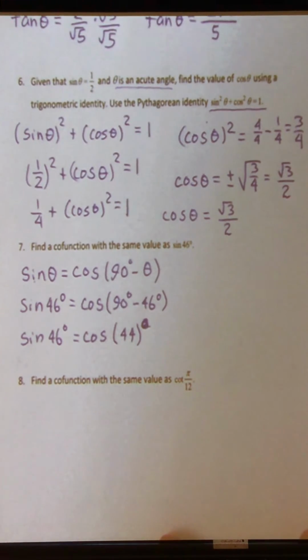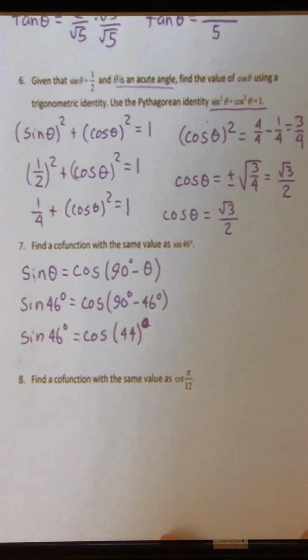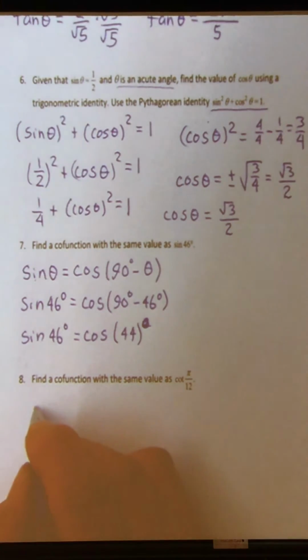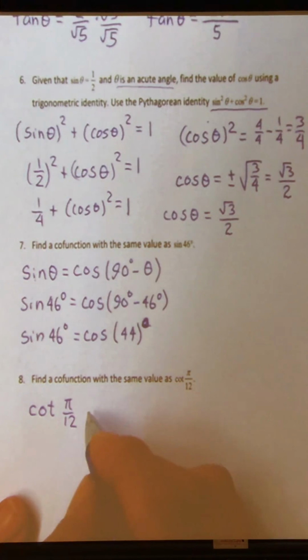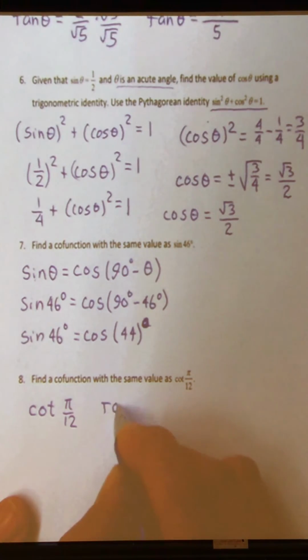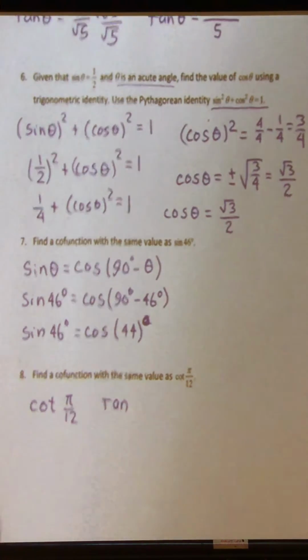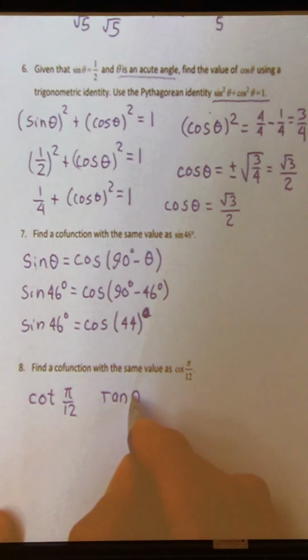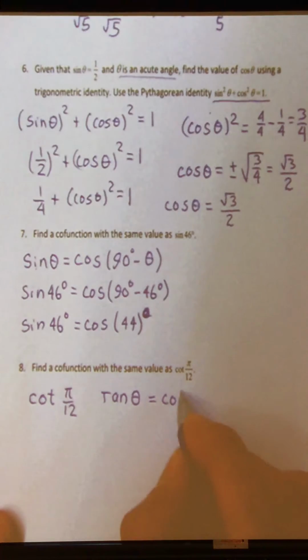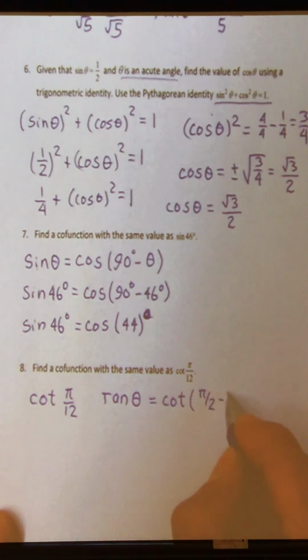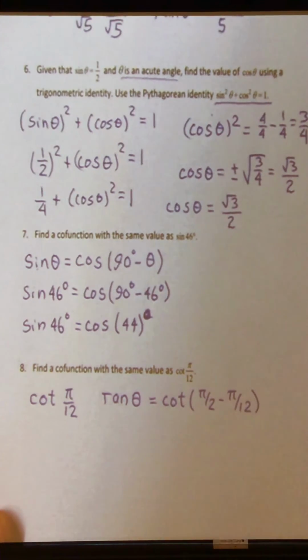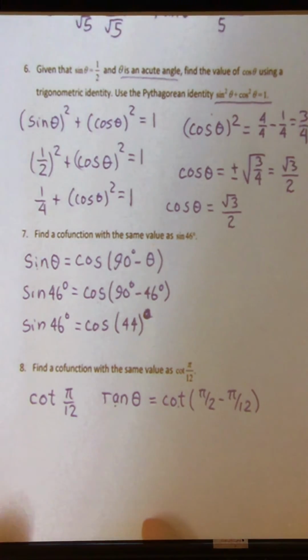Problem number 8. Find a cofunction with the same value as cotangent pi over 12. Okay. Cotangent pi over 12, and the cofunction is the tangent. So tangent and cotangent. If we have tangent theta, that would be equal to its cotangent of 90, or pi over 2, minus the given angle, pi over 12. The tangent and the cotangent differ by 90 degrees. 90 minus the given angle, in radians, 90 is pi over 2.